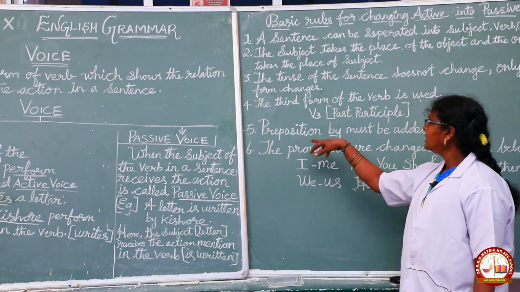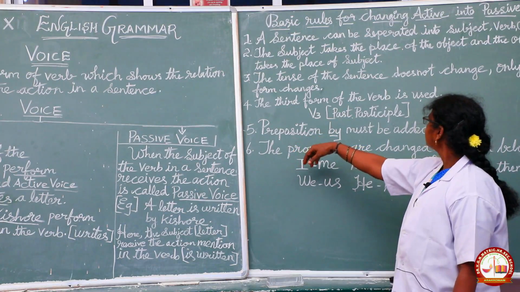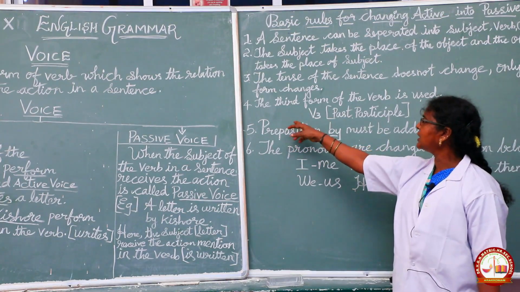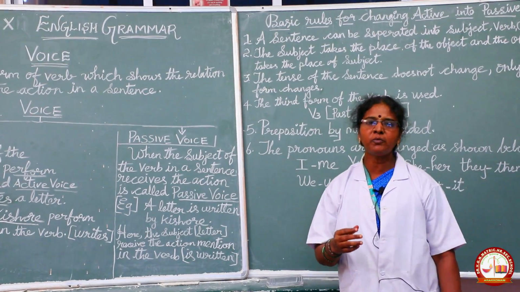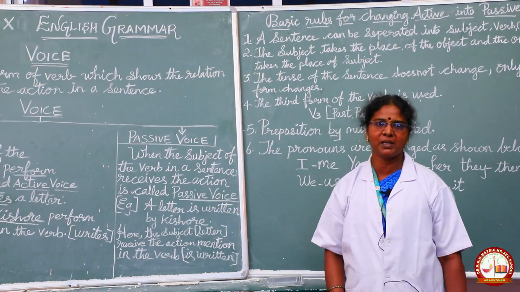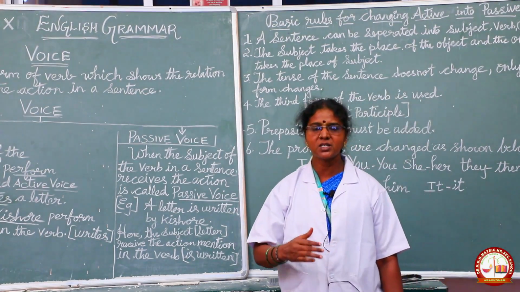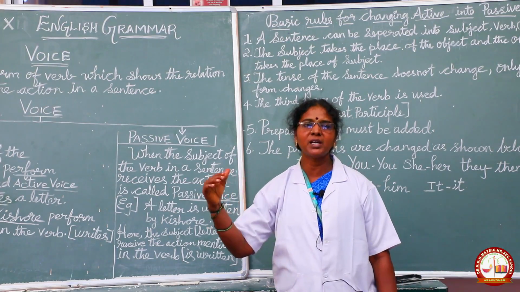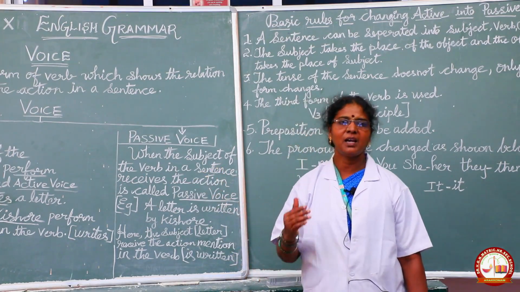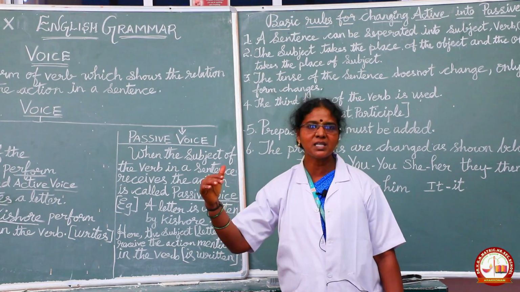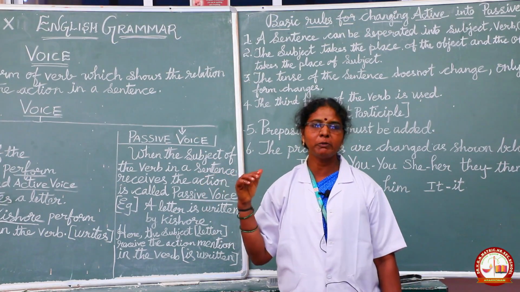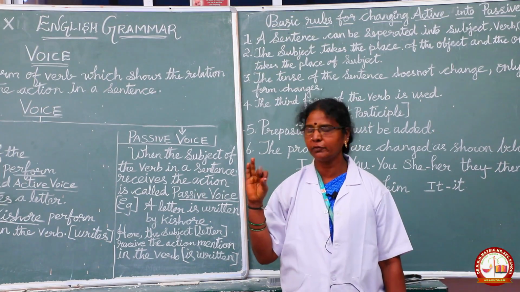Next, fourth rule. The third form of the verb is used. What is the third form? Third form is V3, past participle. That means write, wrote, written. So written is a past participle, like that. Drink, drank, drunk. So here drunk is a past participle. So we must use the third form of the verb.